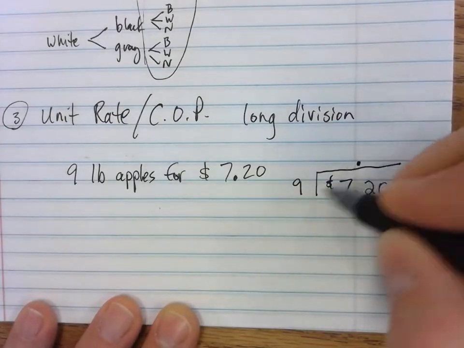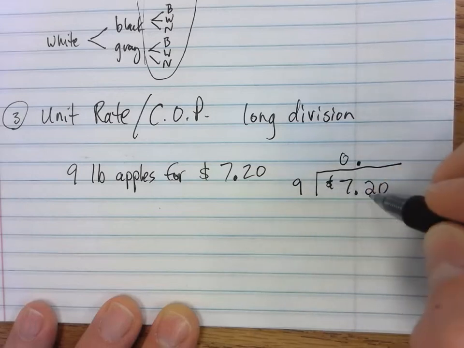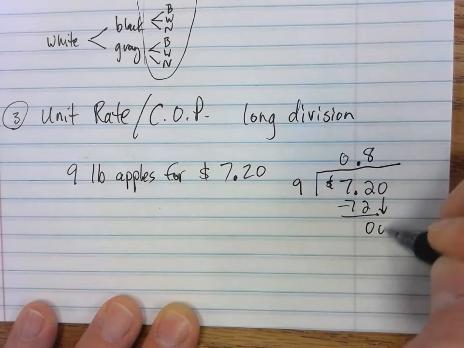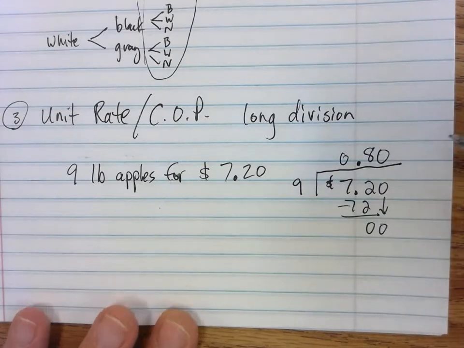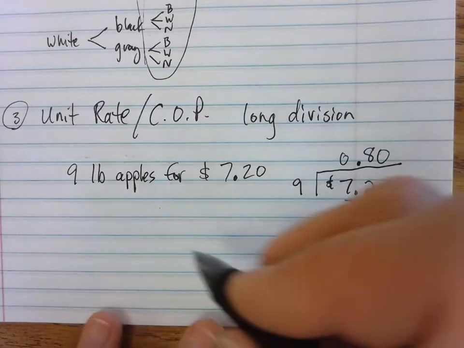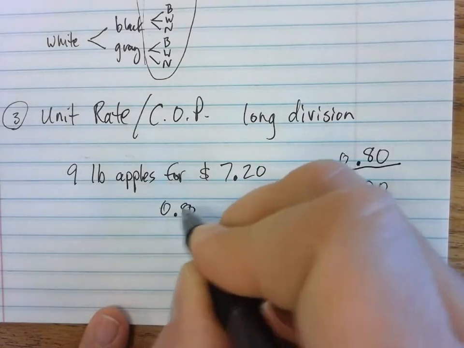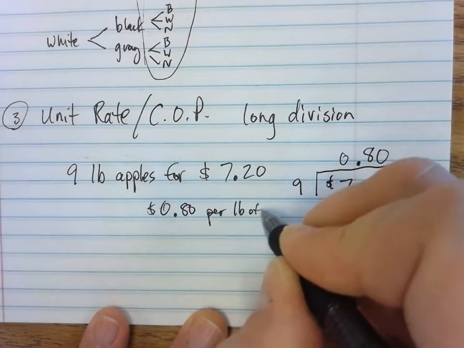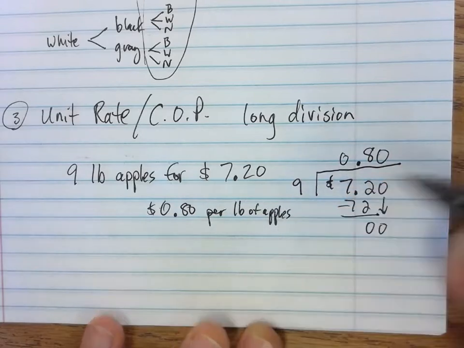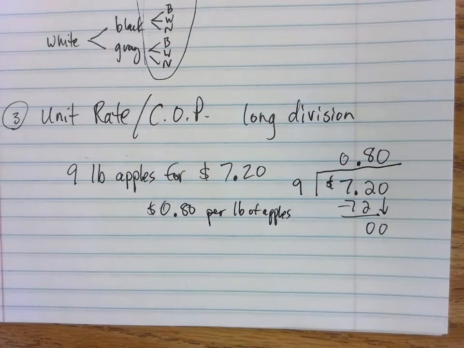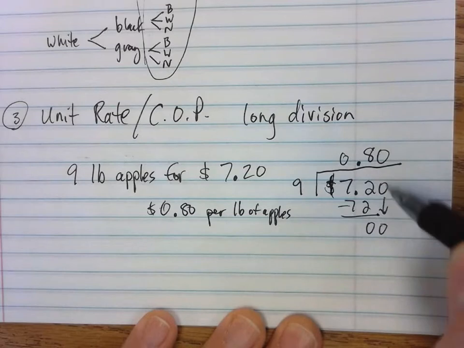Okay, 9 will not go into 7. 9 does go into 72 8 times, and of course you bring your other 0 down, and that would of course be 0. So that means that the COP, or the unit rate for that particular bag of apples, would be 80 cents per apple. Okay, 80 cents per pound of apples, I guess I should say. So 80 cents per pound. Now you're going to have to do that twice. Okay, you're going to have to do that for the 5-pound bag of apples. You're going to have to do that for the 8-pound bag of apples. Just make sure you put the money part on the inside.